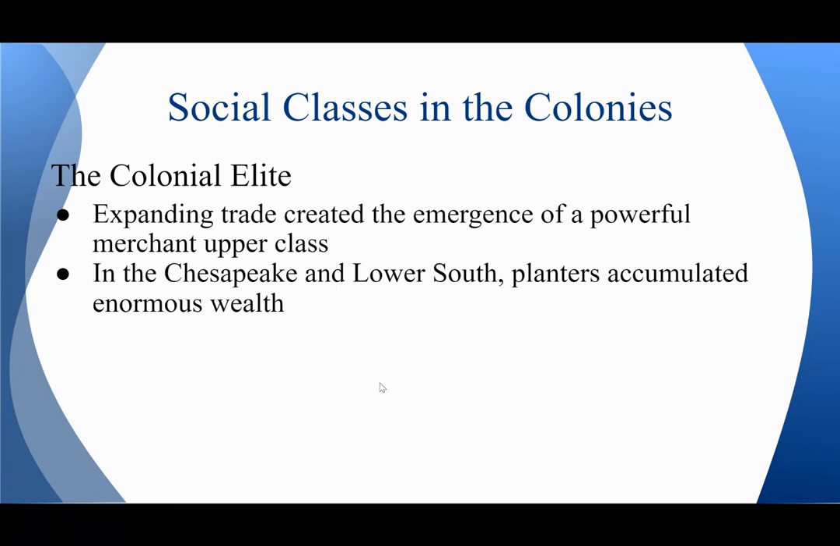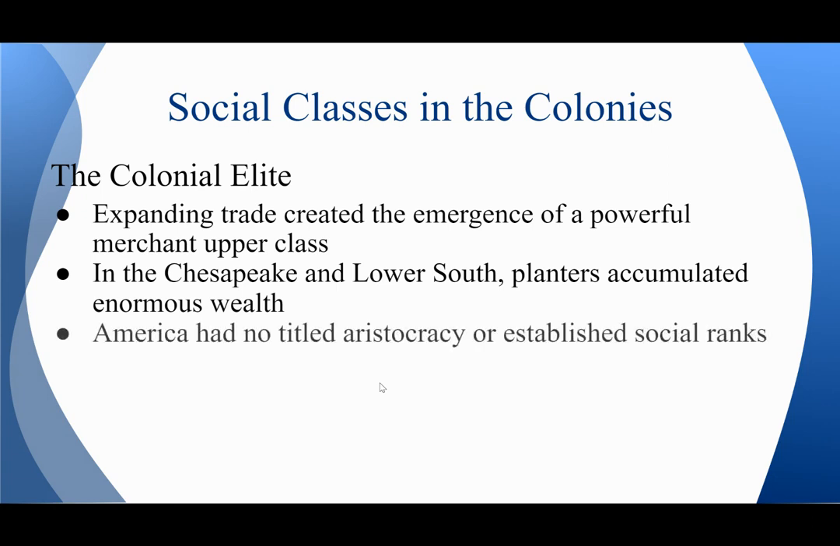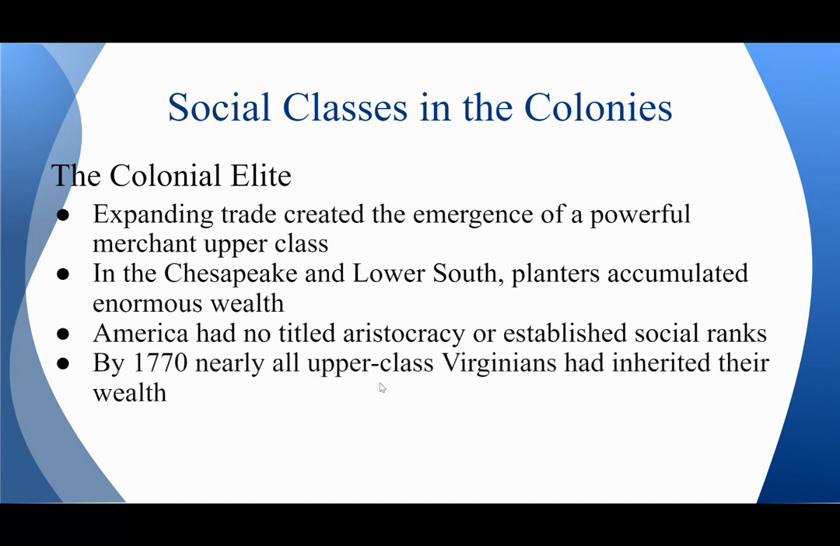in the colonies. So in the Chesapeake and the lower South, again, it's the planters who have enormous wealth. More in the middle and northern colonies, where we don't have plantation slavery, we'll see a very prominent merchant class. So there is no aristocracy. There are no titles, so there's not dukes and things like that in America.